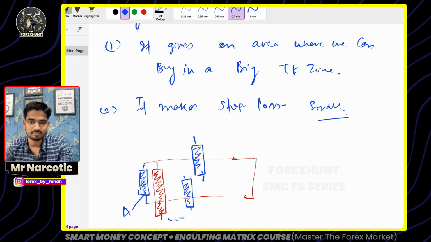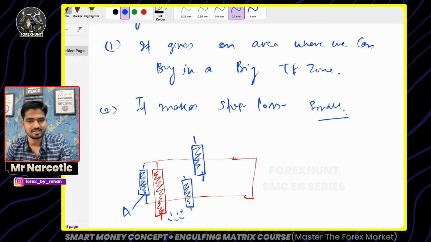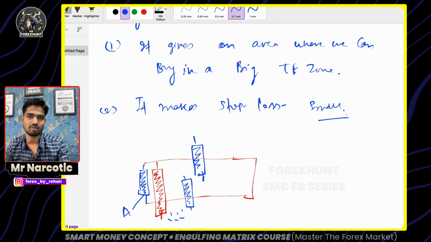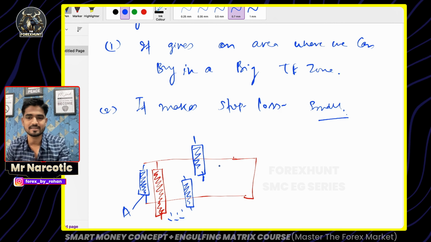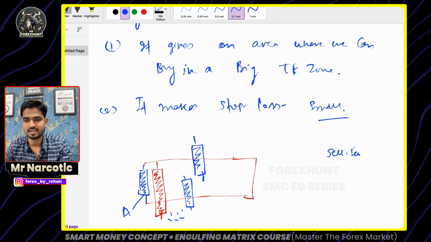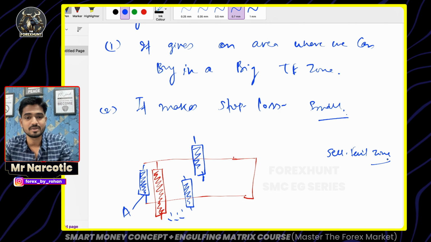So before breaking above the box, 2-3 candles can form here, 1 2 3, this can happen. Okay, 2-3 candles formed, and then 1-2 candles formed and closed above the box. It makes this zone a sell fail zone. Okay, a sell fail zone. So sell fail zone means resistance becomes support.